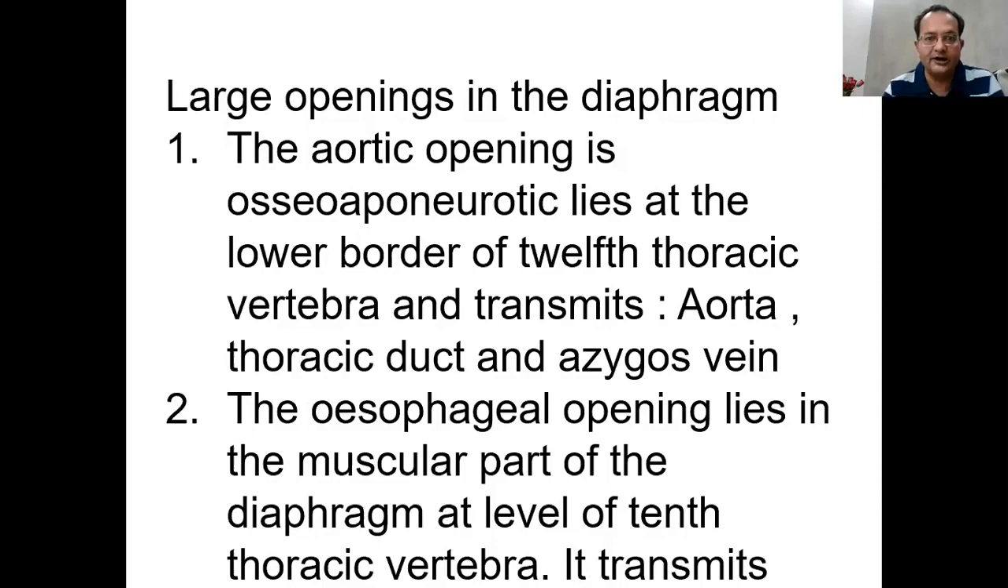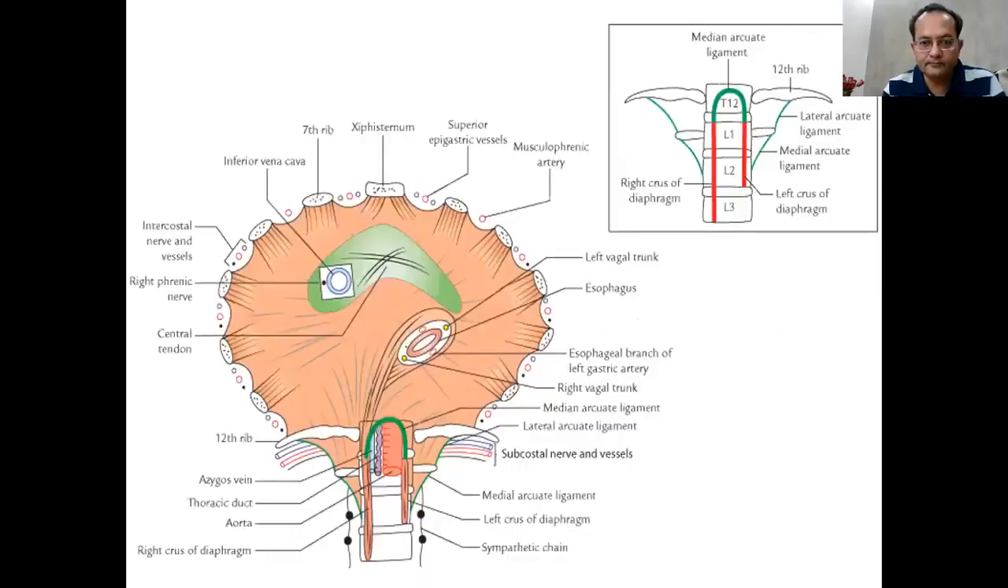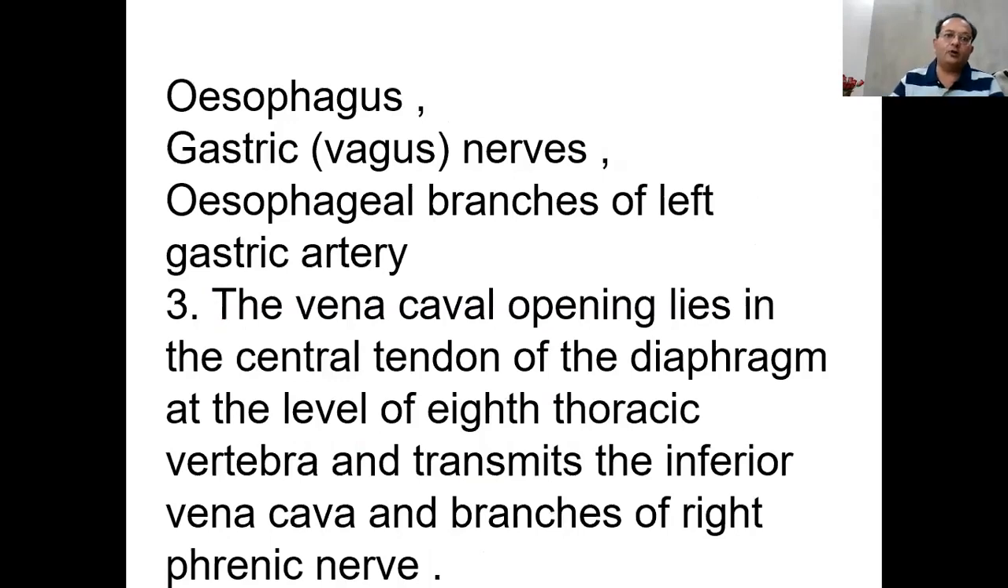It transmits, besides the esophagus, the gastric or vagus nerves and esophageal branches of the left gastric artery. Then the vena cava opening, the V of Voice of America, T8 level, lies in the central tendon of the diaphragm at the level of the 8th thoracic vertebra and transmits the inferior vena cava and branches of the right phrenic nerve.